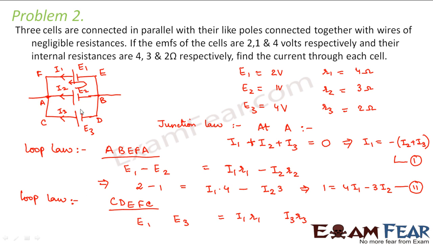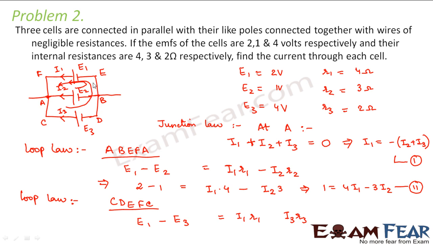Now let us look at the sign. Let us assume the direction to be like this. Okay. So what will be the direction of E1? If you see E1, our assumed direction leaves from the positive terminal. So this will be plus. E3, if you see, our assumed direction leaves in the negative terminal, that is minus.